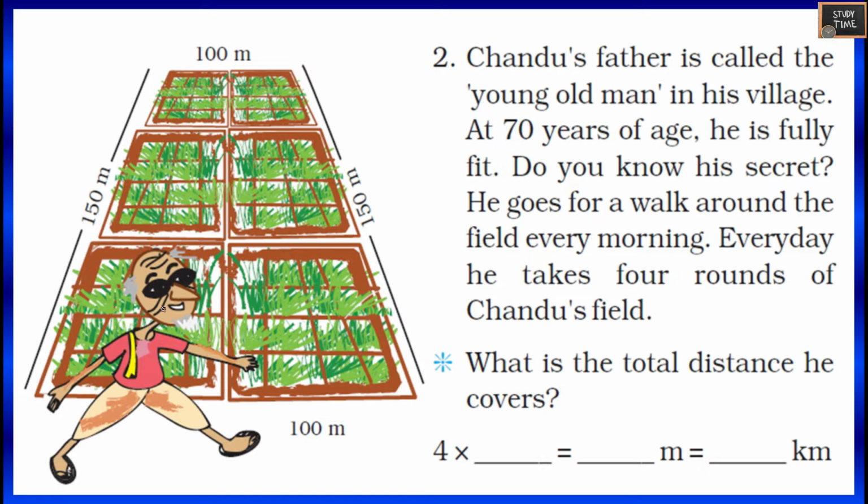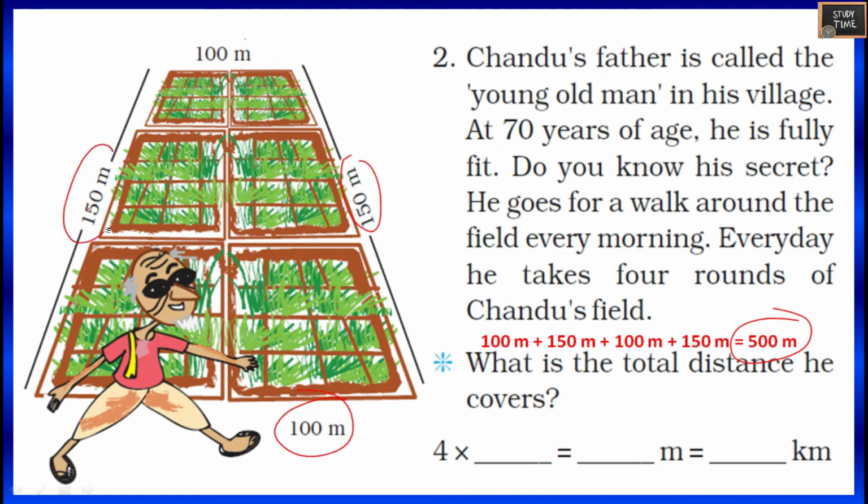First let us calculate the boundary of Chandu's field. The boundary is 500 meter because 150 plus 100 plus 150 and 100. These two sides are 150 and these two sides are 100. So 300 plus 200 is 500 meter. What is the total distance he covers? So one round he covers 500 meter.